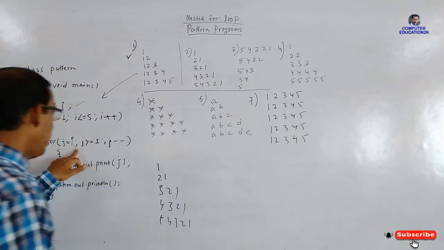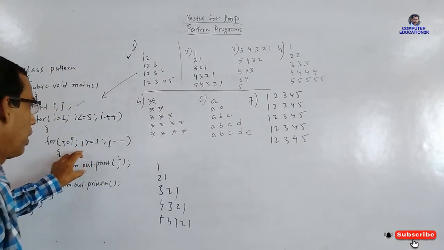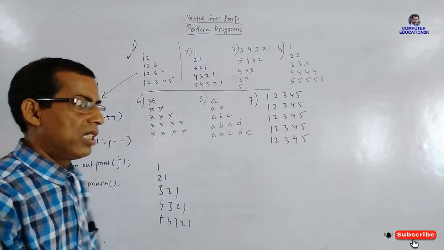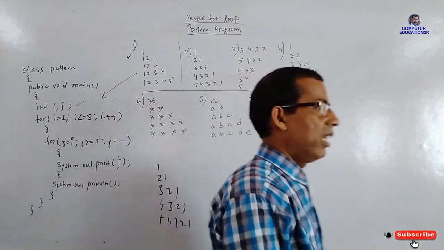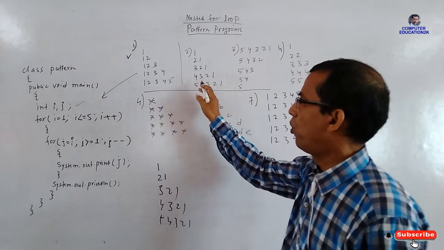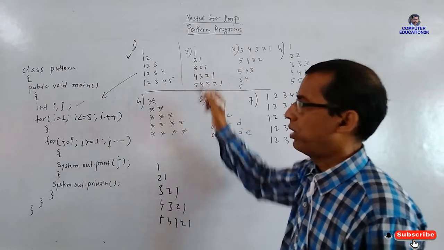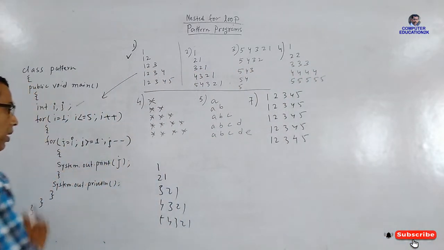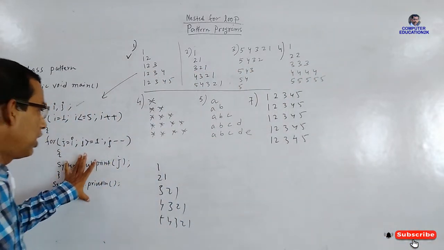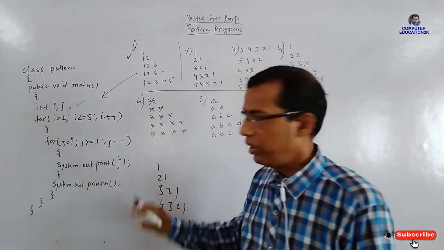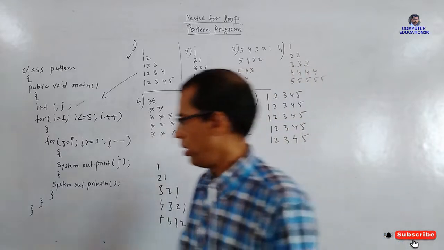So this way this program will run, and you can see the j value is decreasing. In each row, the value is decreasing. You can see in any row the values are decreasing: 4, 3, 2, 1, 3 to 1, the values are decreasing. That's why j minus minus. So when this program executes, this kind of pattern will be generated on the computer screen.